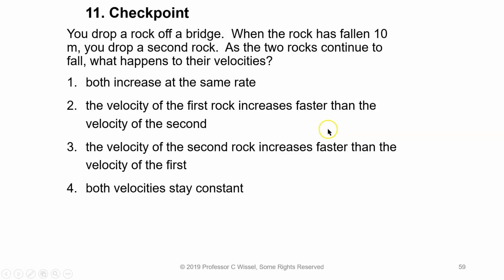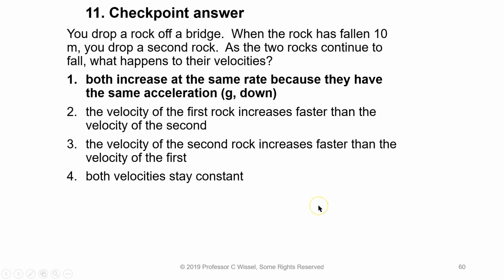You drop a rock off a bridge. When the rock has fallen 10 meters, you drop a second rock. As the two rocks continue to fall, what happens to their velocities? Their accelerations are the same. The acceleration is the time rate of change of velocity. They will both increase at the same rate because they have the same acceleration.